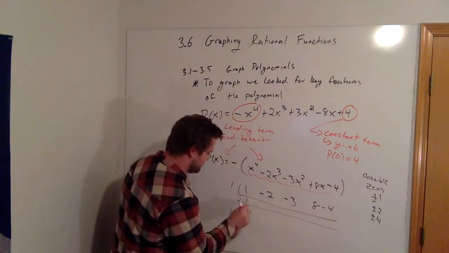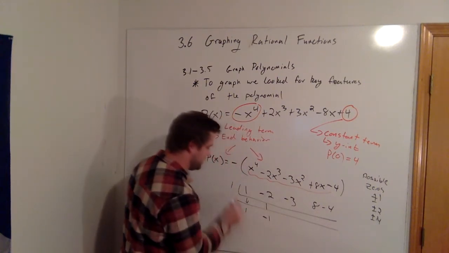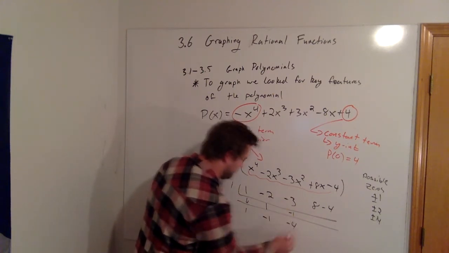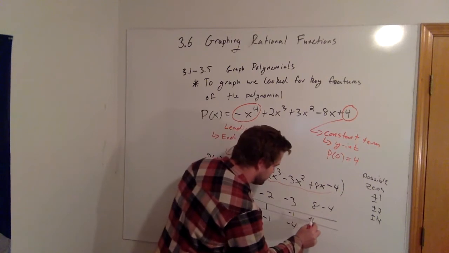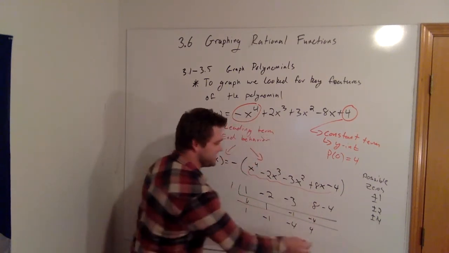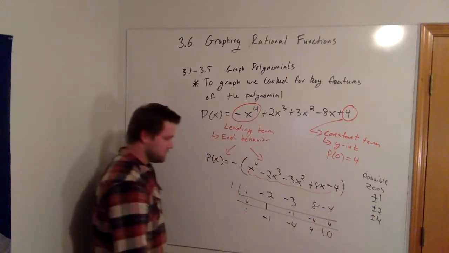Okay, so we'll drop down the 1. 1 times 1 is 1. 1 plus negative 2 is negative 1. 1 times negative 1 is negative 1. Negative 1 and negative 3 is negative 4. 1 times negative 4 is negative 4. 8 plus negative 4 is 4. And 1 times 4 is 4. Yes, 4 plus negative 4, that's a 0.